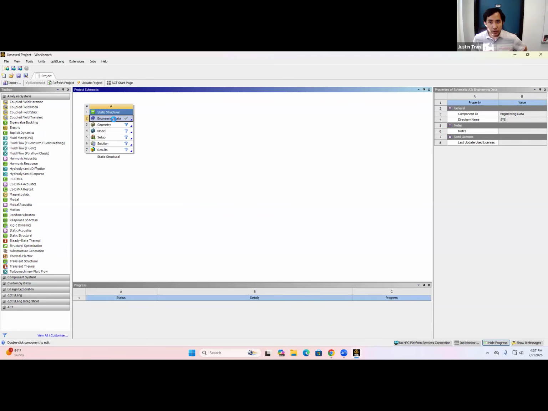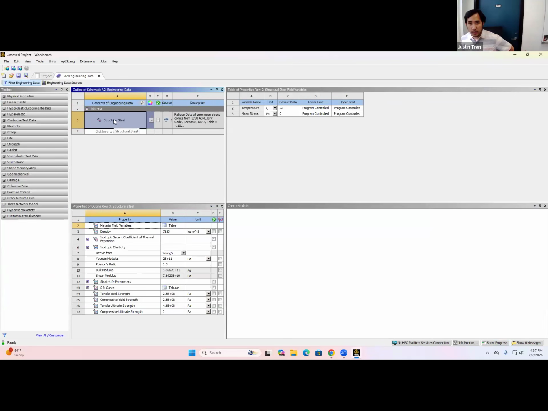Double clicking engineering data will open up this new menu here, which will list all of the materials that we have currently loaded into our project. By default, ANSYS only loads a single material, which is structural steel. That's the material that we used in activity 1, and the properties for structural steel are given by this table down here.